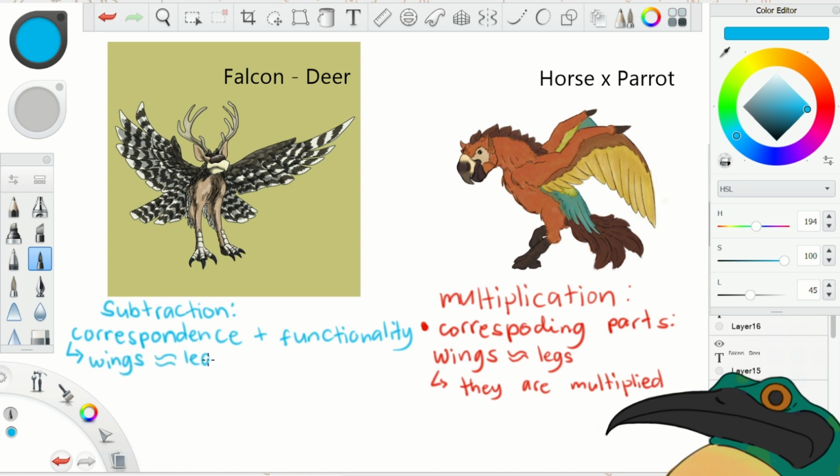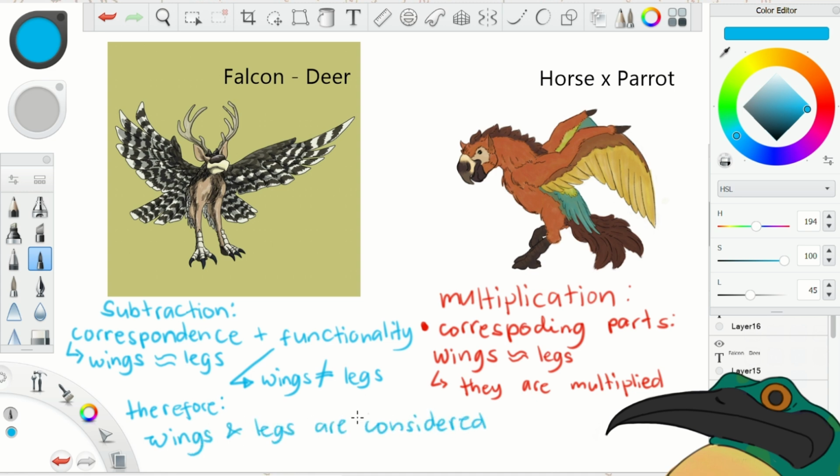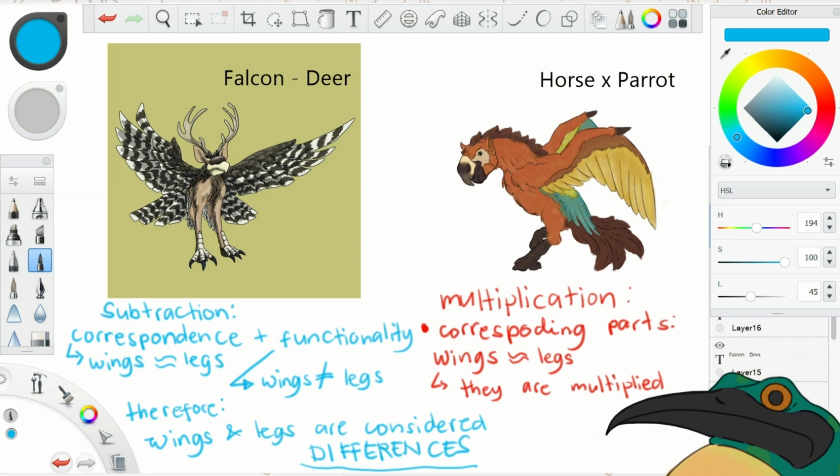Again, it can be subjective. It's pretty vague in some cases, like tentacles versus legs. But since wings and legs are different in terms of function, they are considered differences, and so are kept within this arithmetic monster. Whereas the back legs, they both correspond and have the same functionality. Again, kind of vague, right? So they are similar enough in this regard to be subtracted from the equation.